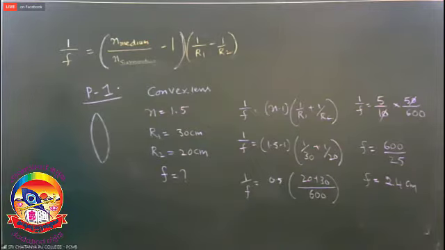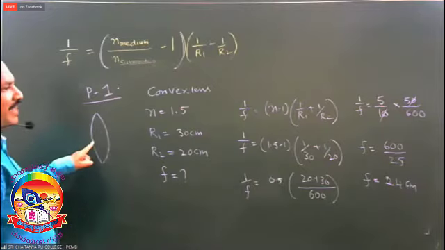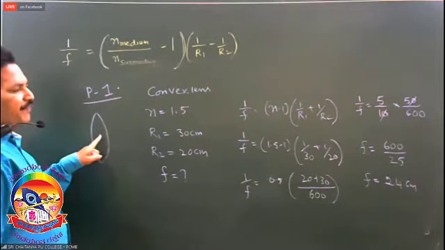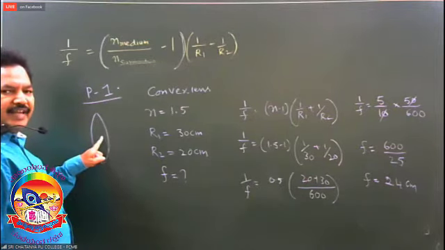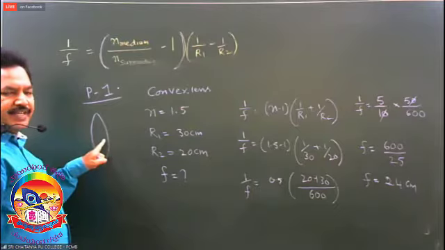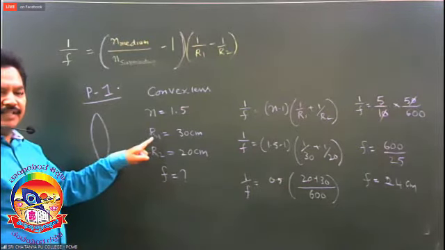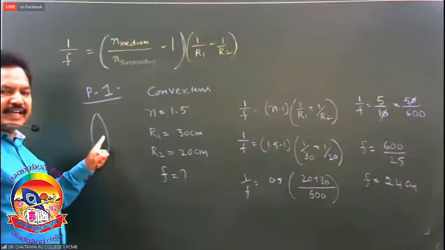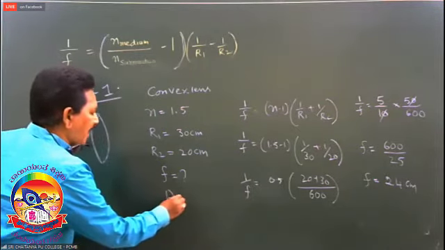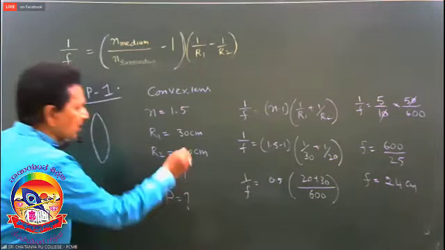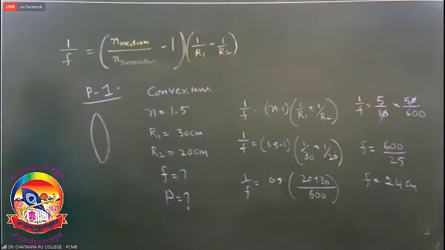The problem on lens maker formula. The nature of the lens given is convex. Refractive index of the material 1.5. Radius of curvature of the first surface 30 centimeters. Radius of curvature of the second surface 20 centimeters. You are asked to calculate both the power of the lens and also the focal length. Two problems at a time.